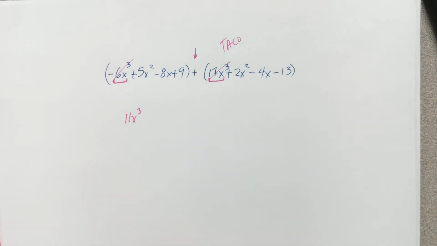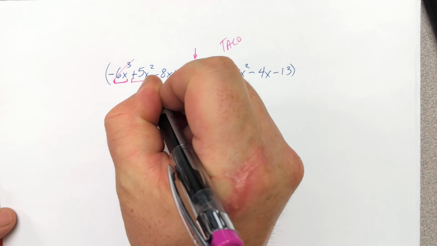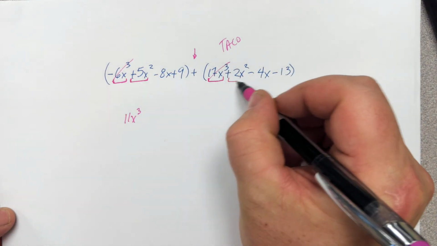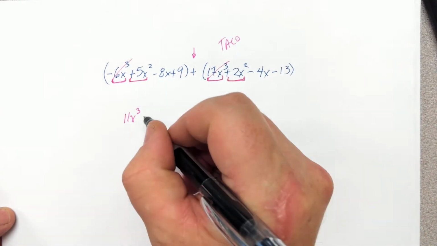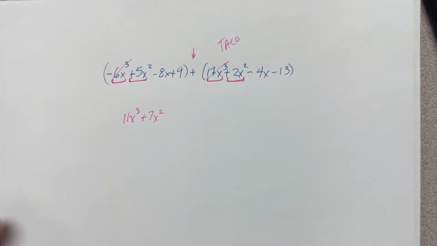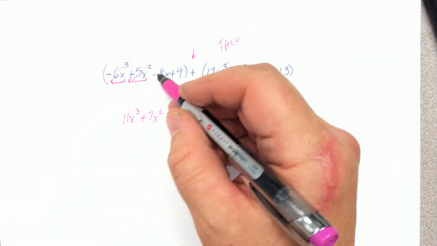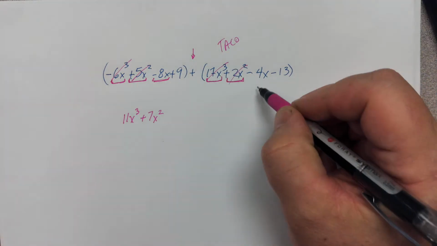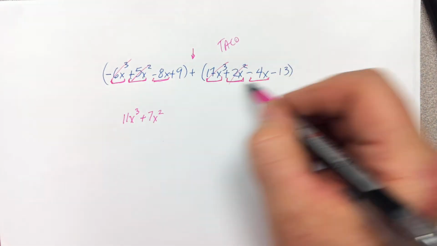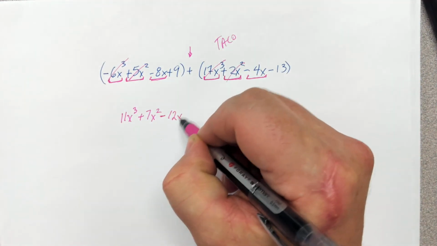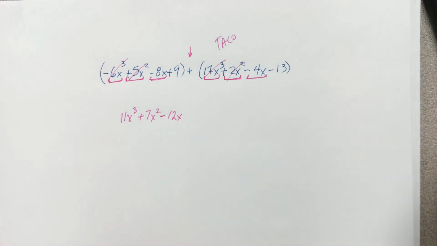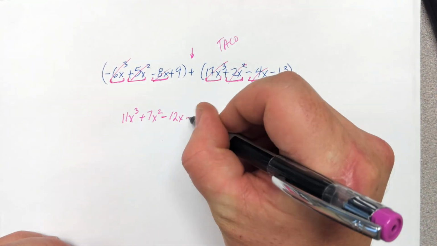Okay, squares. I have a 5, right? And then plus 2. I think 5 plus 2 is 7. Okay, scratch those off. Ooh, a negative and a negative. These are both x. Negative 8 minus 4. So negative 8 plus negative 4, that's negative 12. And then 9 plus negative 13.